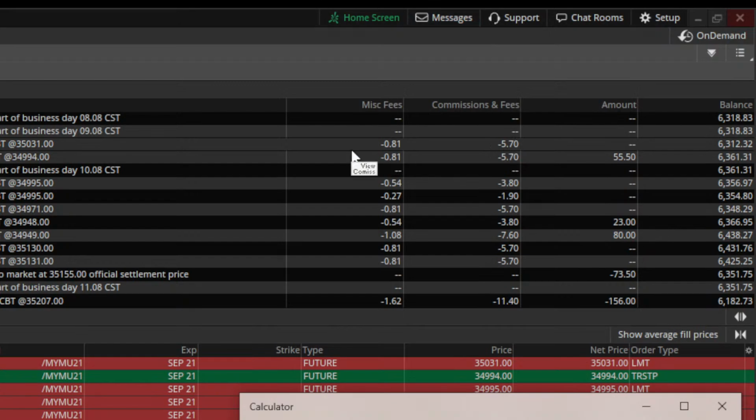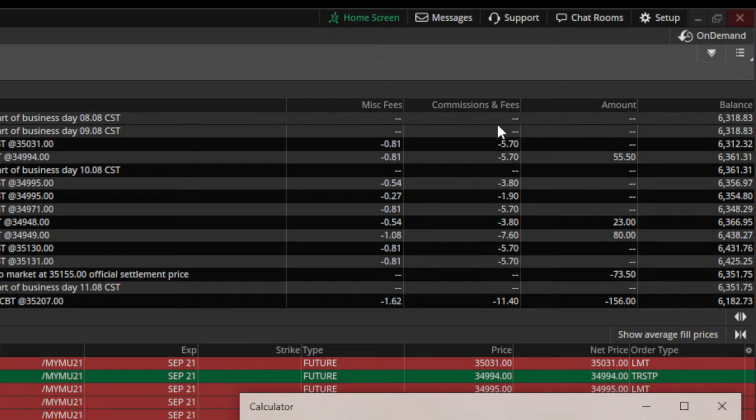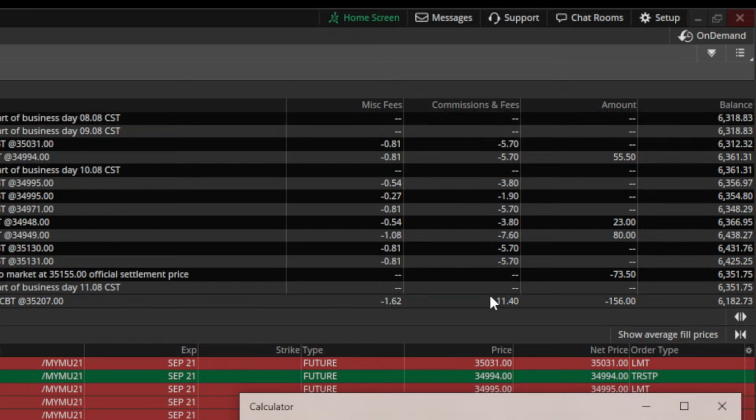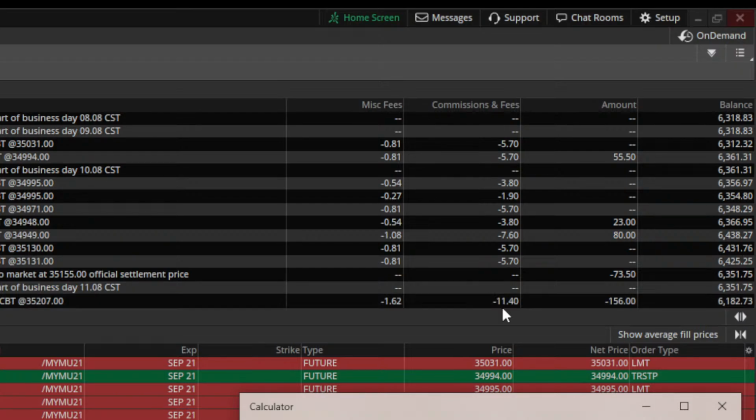for 3 contracts, one way, the fees are 81 cents and the commissions are $5.70. That's why I don't really like trading the micros, because the commissions and fees add up a lot. But because of my big loss a few weeks ago, I can't trade the E-mini right now, so I'm stuck trading the micro again and slowly scaling up.